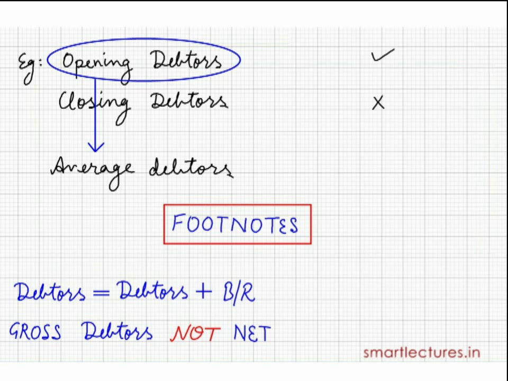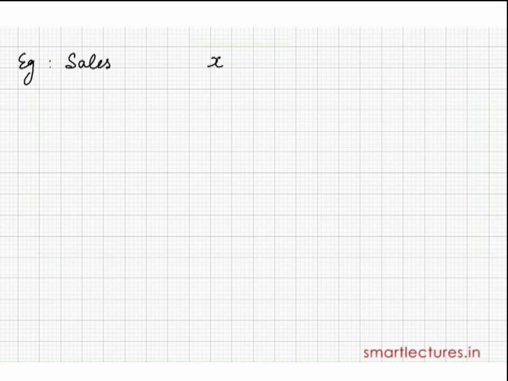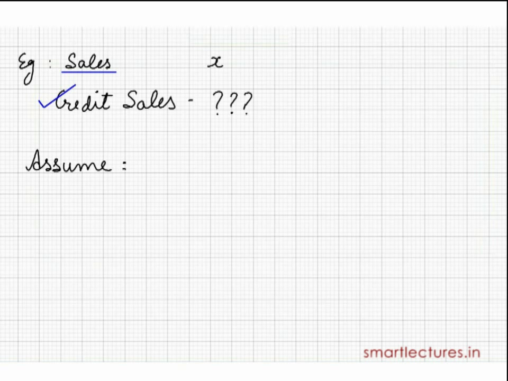And sometimes in the question it's given that the sales of the company were this much, but it's not clearly stated whether these sales are credit sales or cash sales. So how will you find the credit sales? In that situation, you will have to assume that these sales are credit sales. Means in this company, all sales are credit sales. But this must be written in the footnotes.